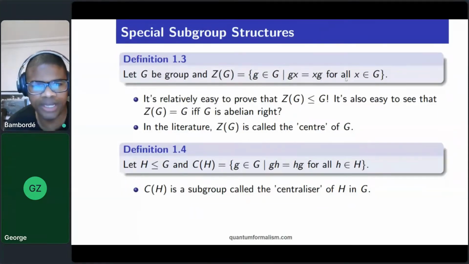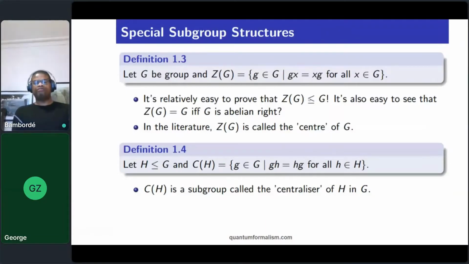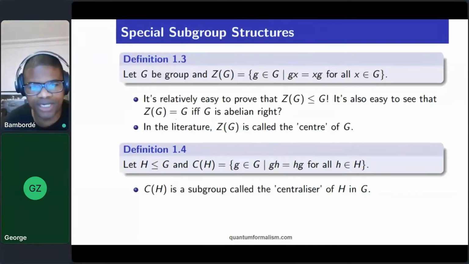Now, it's relatively easy to prove, though it might be a bit time consuming, that the center is indeed a subgroup of G. Also, it's very easy to see that the center coincides with the group if and only if the group G is abelian. I claim you should be able to see this once you look at it a little more carefully. So this is called the center.